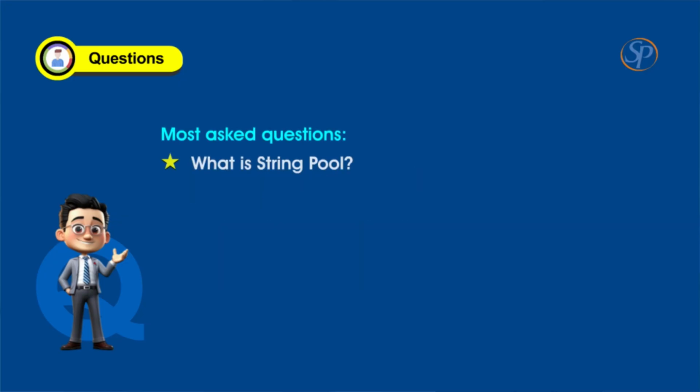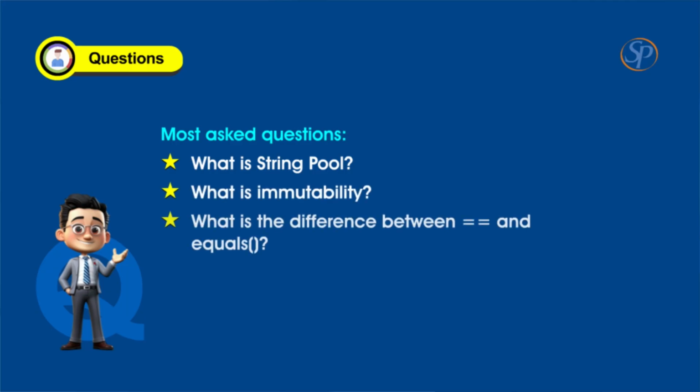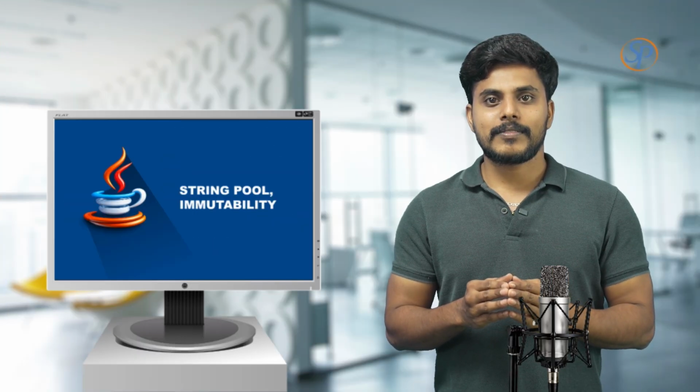Now think about these questions. What is string pool? What is immutability? What is the difference between double equals and the equals method? Try to answer this. Share your answers in the comment section. If you have any doubts, ask in comments. I will help you. Small practice gives clear understanding.